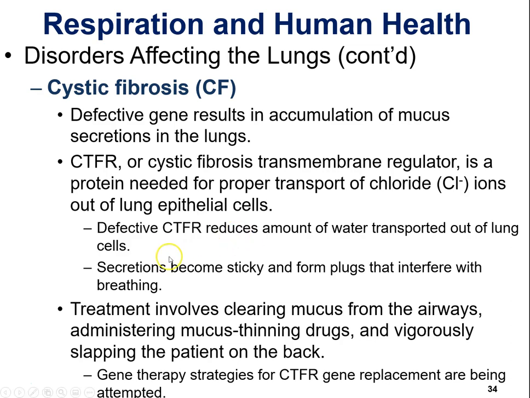So for treatments, you have to make sure you can clear that mucus from the airways. There are certain drugs that can help thin that mucus. And right now they're looking at gene therapy strategies for cystic fibrosis. But again, remember that it is purely a genetic disease. We talked about cystic fibrosis a little bit when we did our genetics chapter, right? It's a genetic disease, but its symptoms affect the respiratory system because of that defective chloride channel.